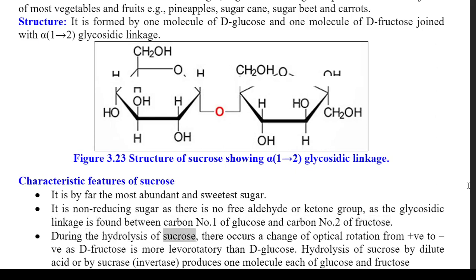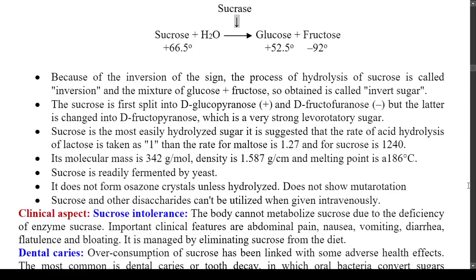During the hydrolysis of sucrose, there occurs a change of optical rotation from positive to negative, as D-fructose is more levorotatory than D-glucose. Hydrolysis of sucrose by dilute acid or by sucrase, invertase, produces one molecule each of glucose and fructose. Sucrose plus H2O, with sucrase, gives glucose plus fructose. Rotations: plus 66.5, plus 52.5, and minus 92.